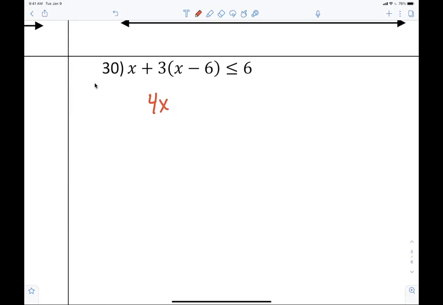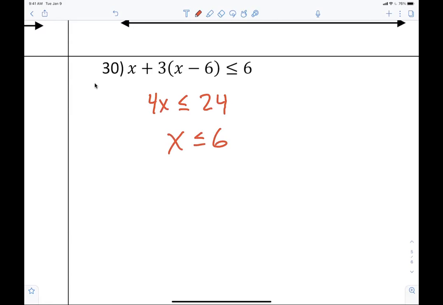Then I would say 3 times -6 is what? -18. So I'm going to save myself some time. So I'm just going to do what? 4X is less than or equal to what? 24. Right? Practice. And so now what? X is, don't tell me the answer. X is less than or equal to 6. Is everybody okay with that?